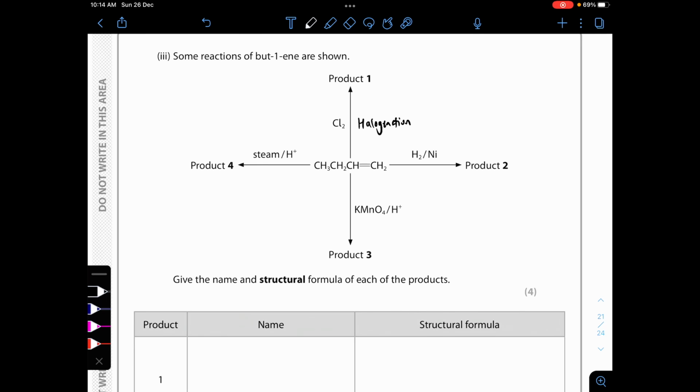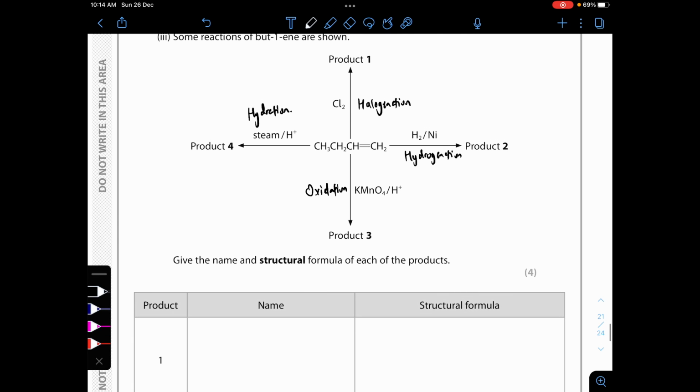Okay, so product 2, how do we get that? That's hydrogenation. What about KMnO4? That's oxidation. This is an oxidation reaction. What about product 4? We get that from hydration. Okay, now that we're familiar with the reactions, let's first draw it normally, and then we can draw it structurally if we're confused.